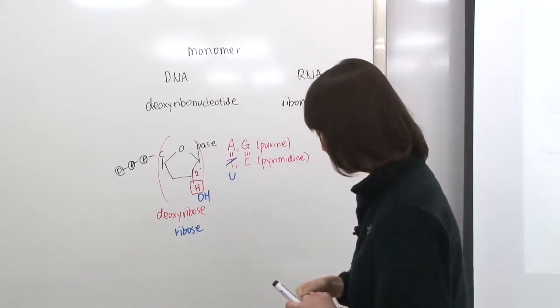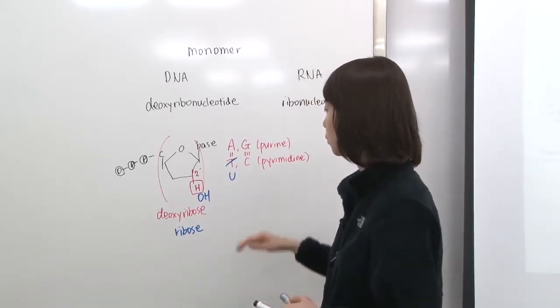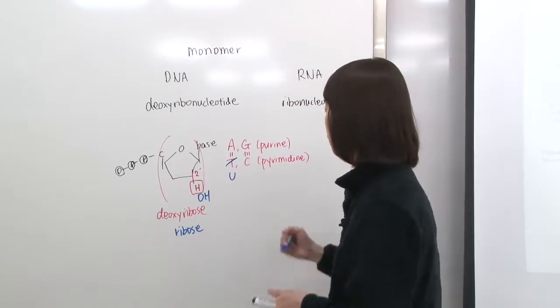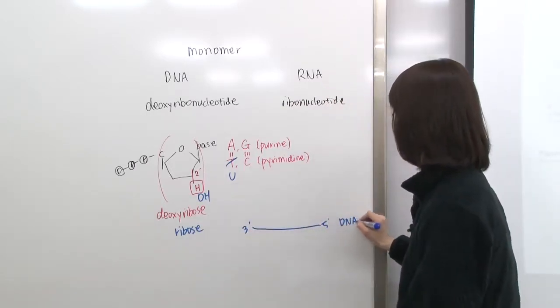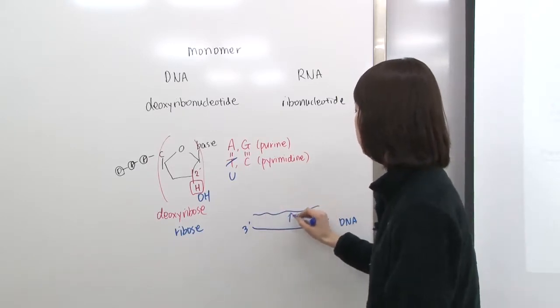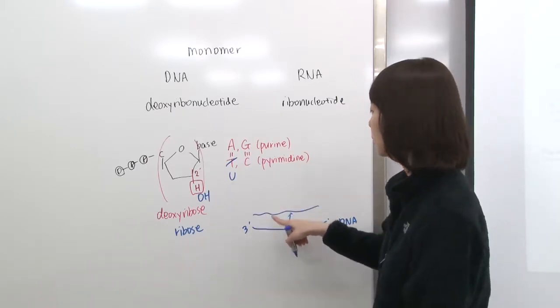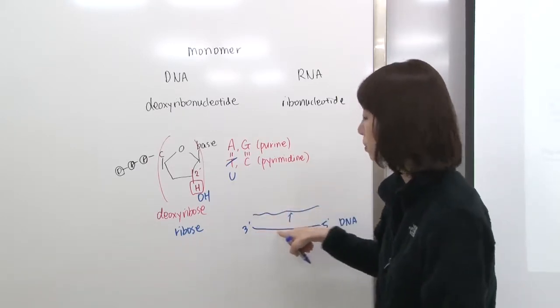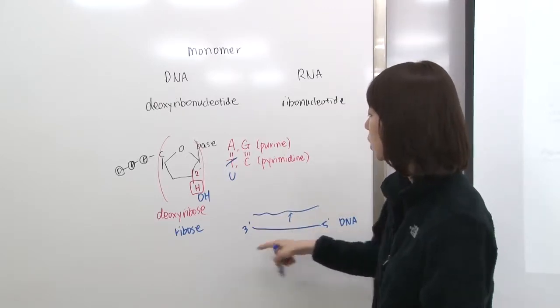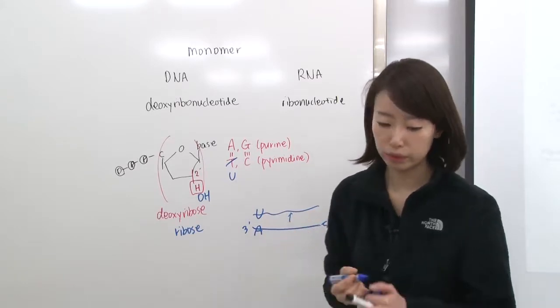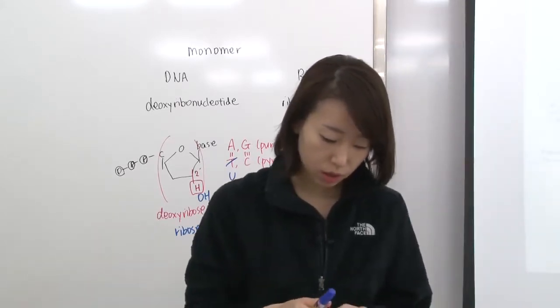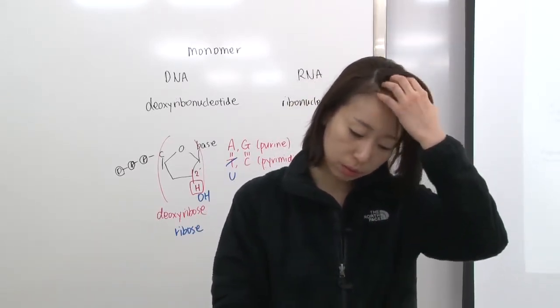So if mRNA is formed from the DNA, if you have a template DNA like this, and the mRNA is formed from this, then the complementary bases come to these bases. So in that case, what is complementary to A is actually U for RNA, instead of T.